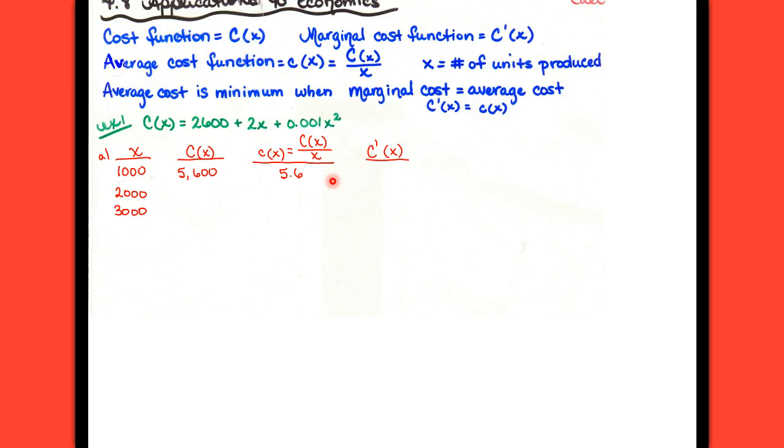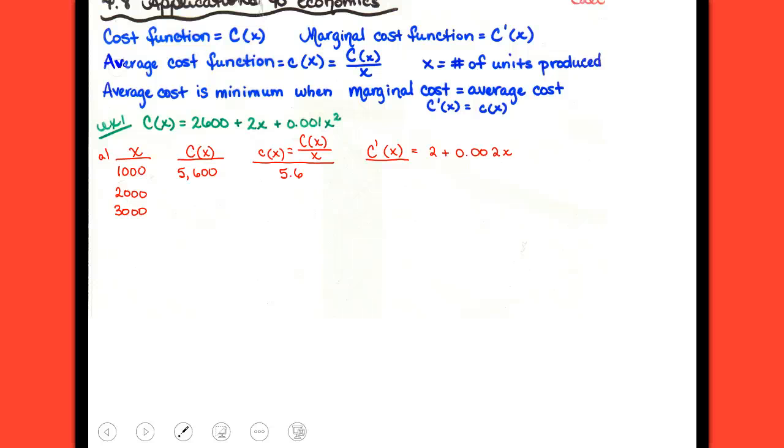Then they want me to find my marginal cost. What does marginal mean again? Marginal means derivative, yes. So let's take the derivative of that cost function. What's the derivative of 2,600? 0. Derivative of 2x. 2. Derivative of 0.001x squared. Yep, 0.002x. Good. So there's my derivative, or my marginal cost formula.